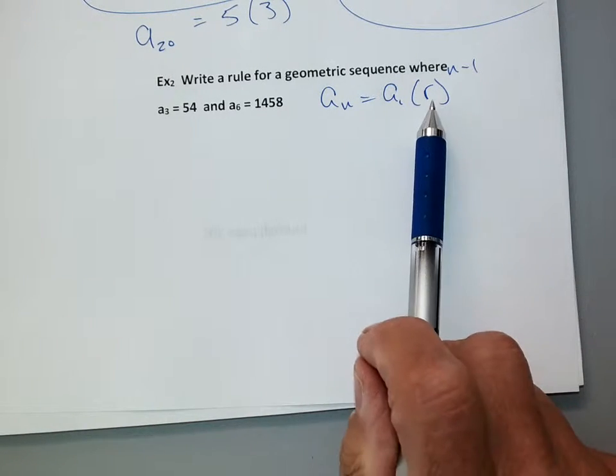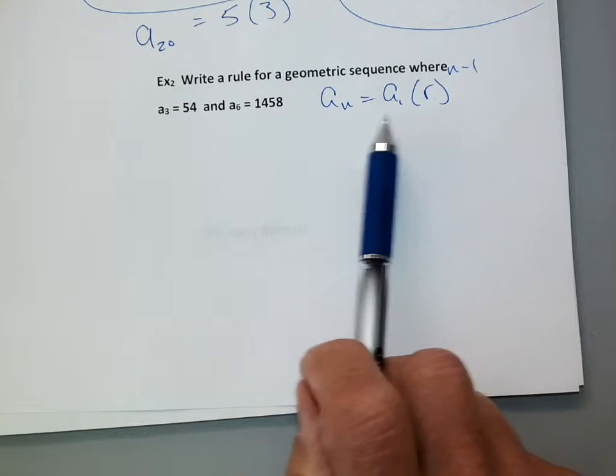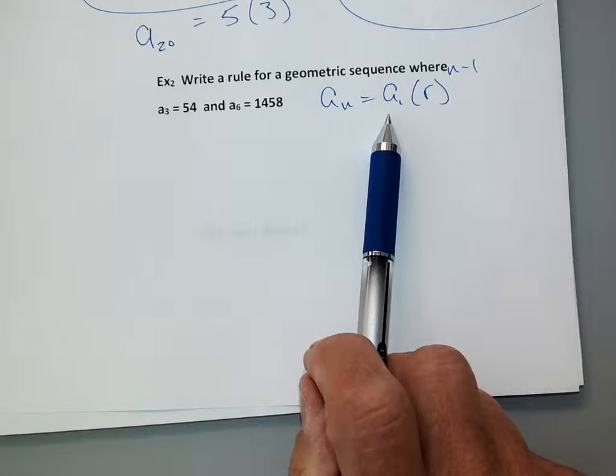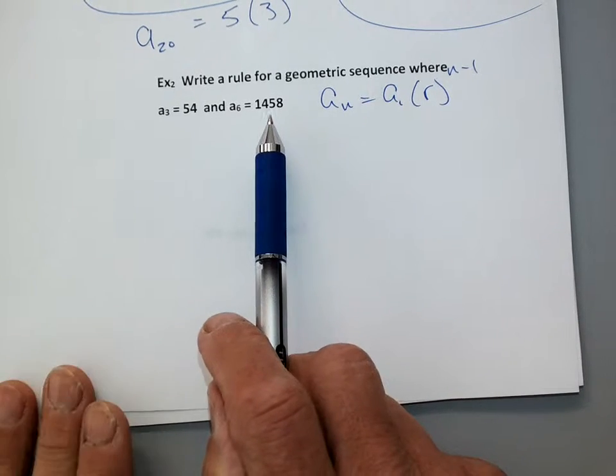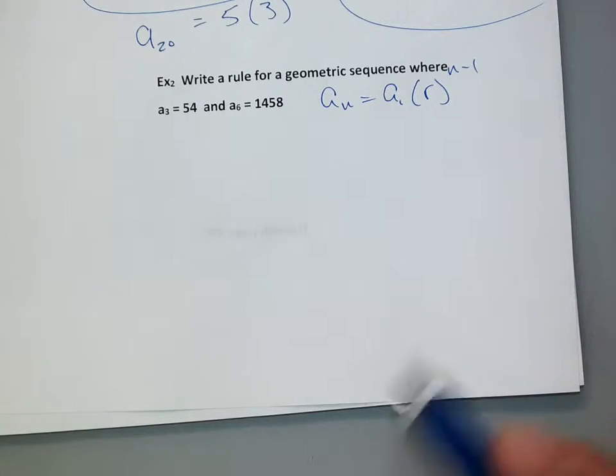There's a few things I need to know. One, I need to find out what the multiplier is. And the second thing I'm going to have to do is find the first term. I don't know the first term. I know the third term, and I don't know the multiplier. So let's set it up.